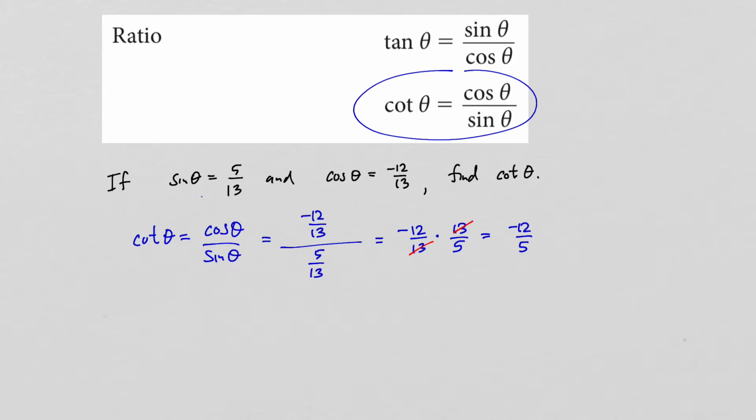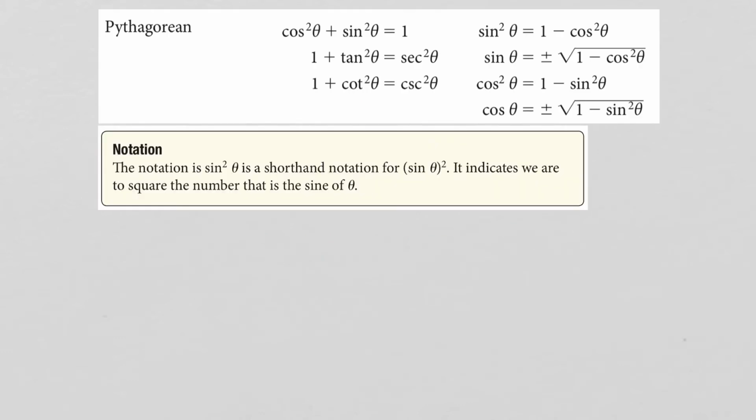Let's take a look at the next group. So next we have the Pythagorean identities, and these are a little bit more complicated, as you can probably see right away. And the most basic Pythagorean identity is this one right here. It states that cosine squared of theta plus sine squared of theta is equal to 1. Now, the rest of these identities can all be derived from this one.